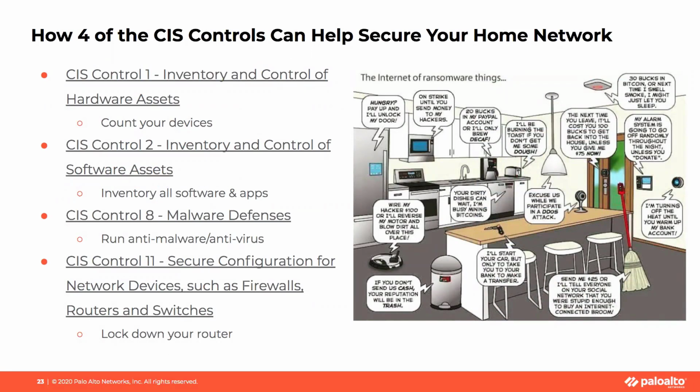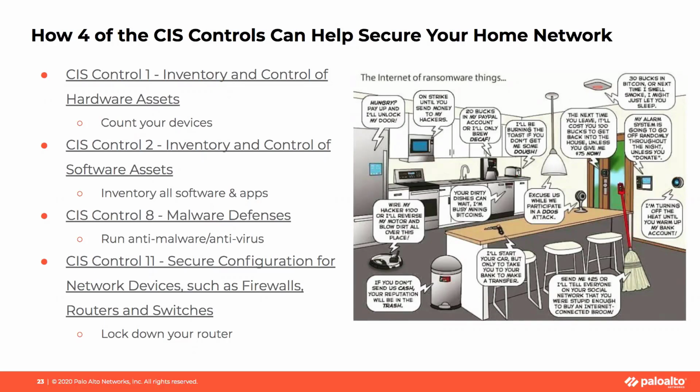So just to touch on the 4 critical security controls for helping to secure your home environment. Control number 1, inventory and control of hardware assets. Again, this is extremely important in the corporate environment, but also think about your home environment.